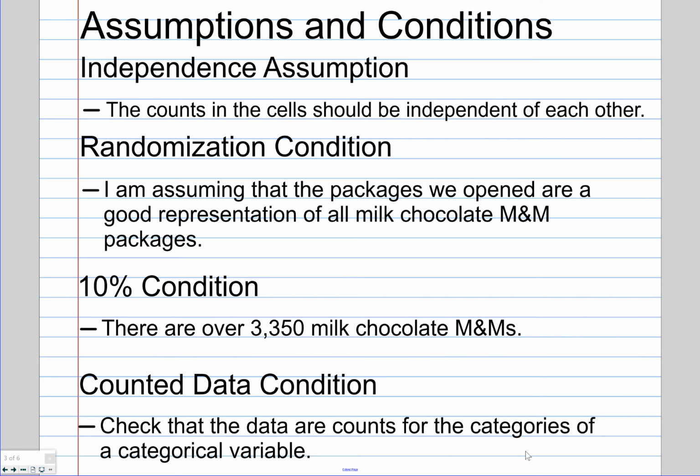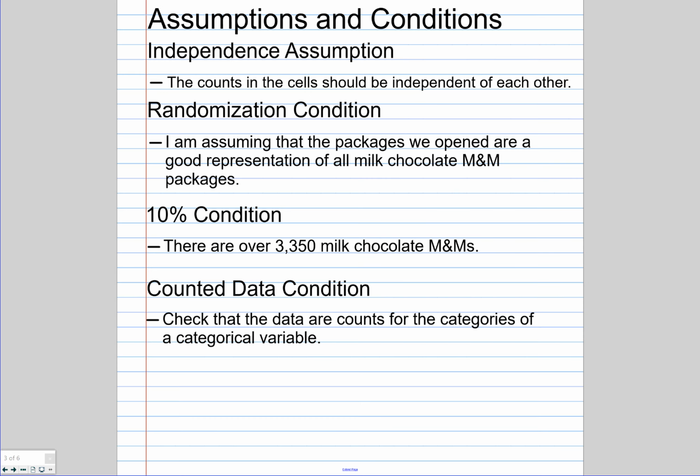All right, you'll notice a new condition. Do you guys see the counted data condition? This is a new condition. We have to make sure you have a categorical variable, because if you don't have a categorical variable, you should not be doing this. So you just think, are we counting in a category? We are, yes. We're counting by color of M&M. Any questions so far? All right, let's keep going.